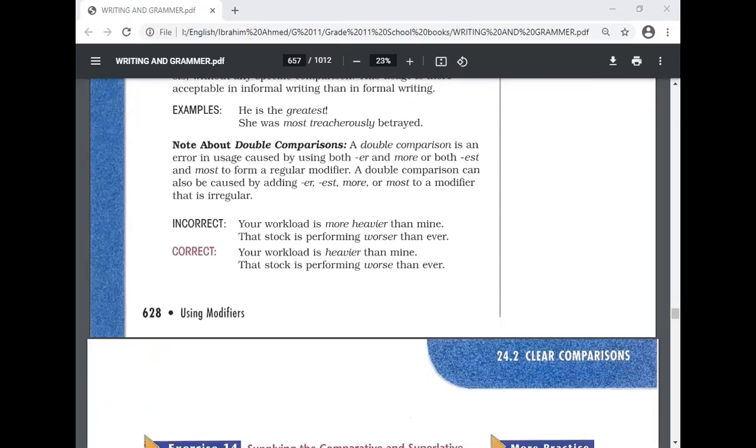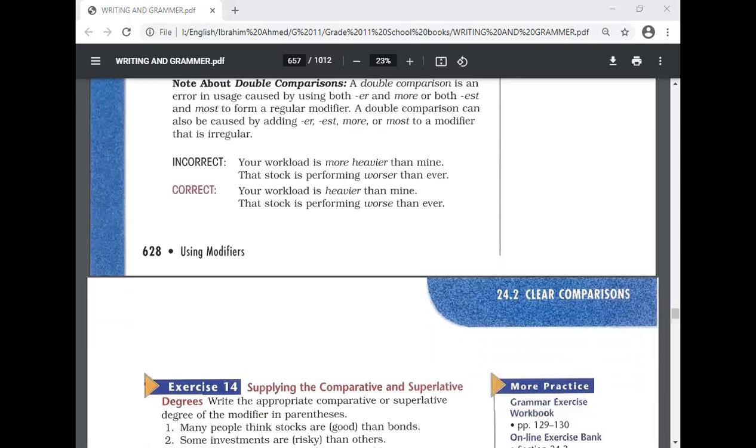Note about double comparisons. Remember this expression, double comparisons. A double comparison is an error in usage caused by using both er and more, or both est and most, to form a regular modifier. And this is very common in spoken English. A double comparison can also be caused by adding er or est or more or most to a modifier that is irregular. Incorrect. Look at this example. Your workload is more heavier. Here we have more and heavier, more and er than mine. This is double comparison, which is incorrect.